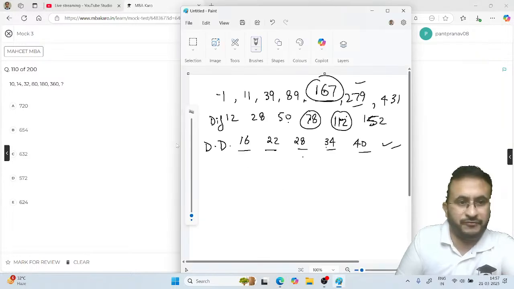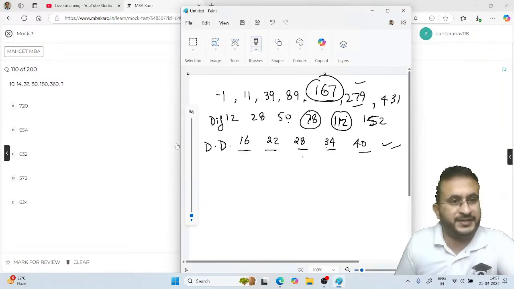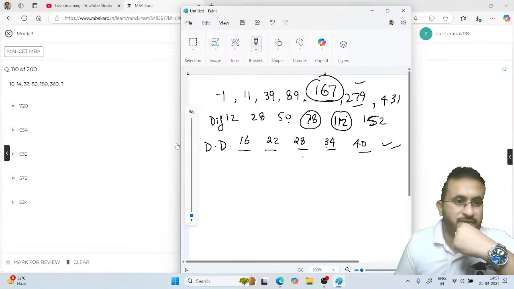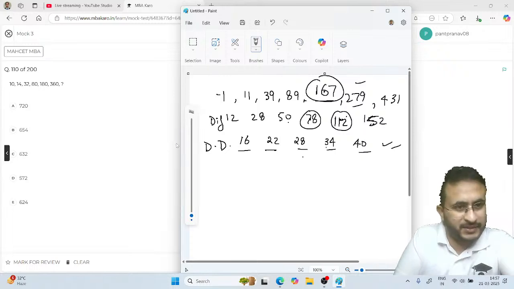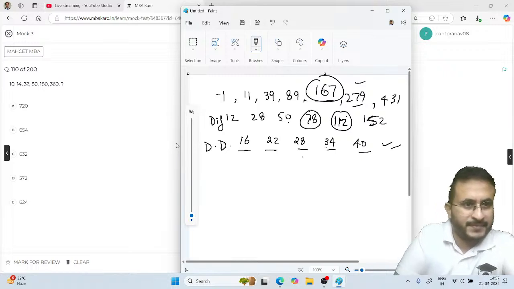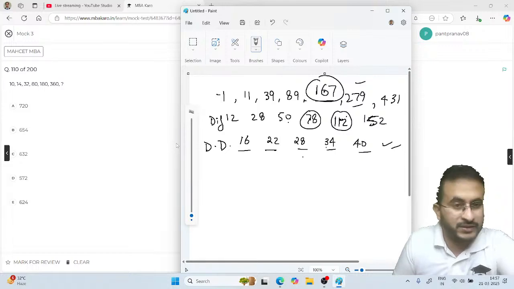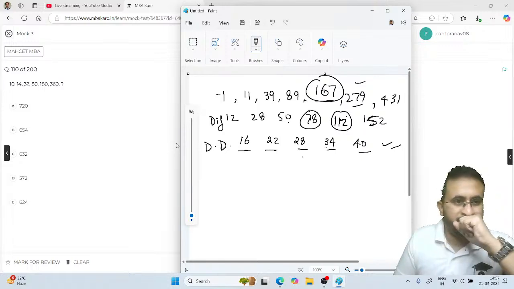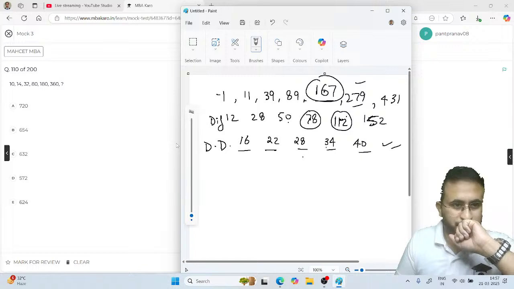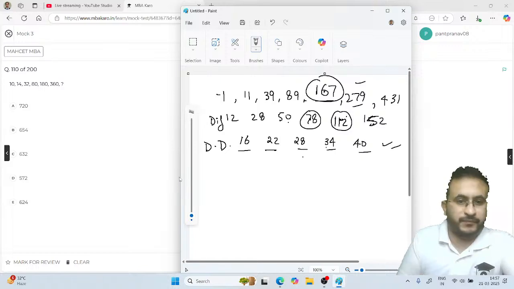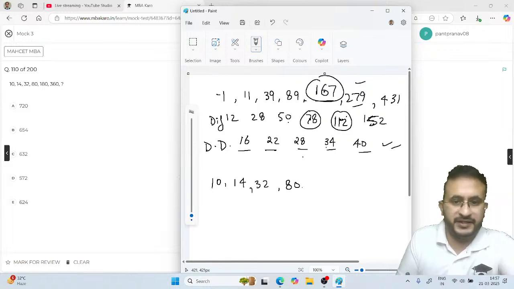Okay, so we have 10, 14, 32, 80, 180, 360. All right. Double का concept तो नहीं हो रहा है. All numbers are not doubling. Okay, so 180 into 2 is 360, but 80 into 2 is not 180. So we will again check the difference. 10, 14, 32, 80, 180, 360.